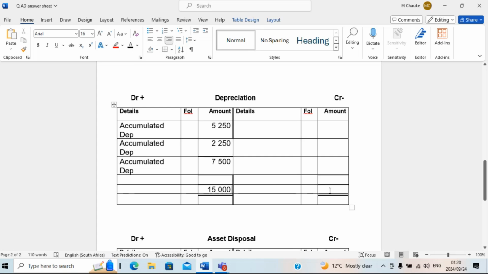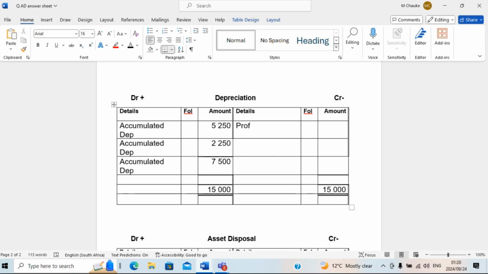This 15,000 must also be closed off on this side. It must also be a total of the other side, because remember, all sides, the debit side and the credit side must be equal, right? And now we're going to close off this account with profit or loss, because depreciation is an expense account that will be recorded in the profit or loss account, or the statement of profit or loss and other comprehensive income, right?